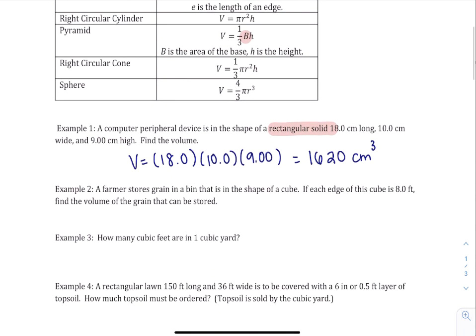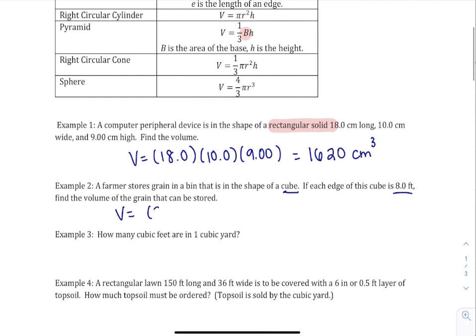A farmer stores grain in a bin that is in the shape of a cube. If the edge is 8 feet, find the volume. So the volume of a cube is simply that edge cubed. And so the volume here is 512 cubic feet.